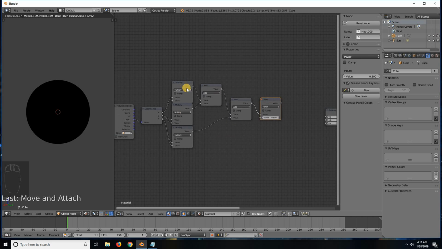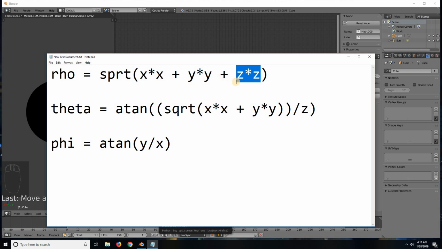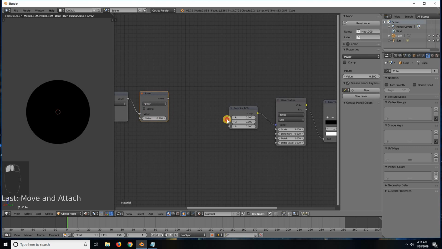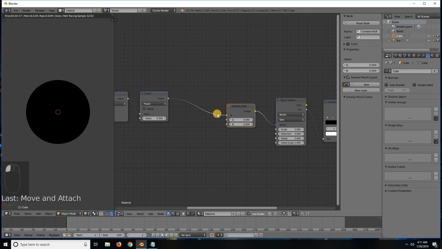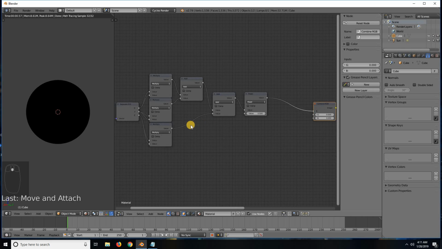And that is our rho. We squared x, we squared y, we squared z, we added them all together, and then we found their square root. X squared plus y squared plus z squared, square root of that. So that is our rho. And we will just plug that into R for our combined RGB node, or if you were using a combined XYZ, you just plug that into X. And that'll be our rho, our magnitude.